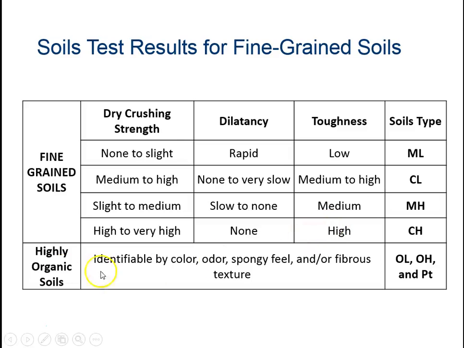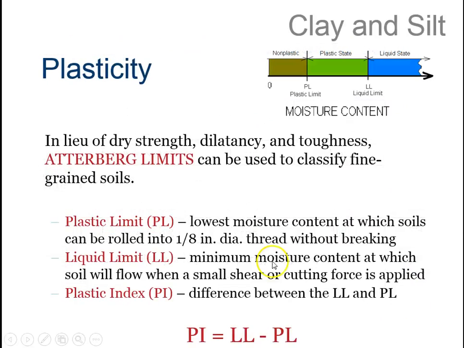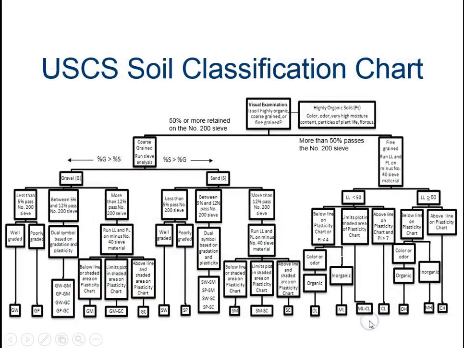When you're determining what kind of dirt you have, you would do a number of tests on it. Crushing it by hand, how easy is it to crush? Dilatancy, toughness, and then you would find the soil types. Plasticity has to do with several different things. The plastic limit, the liquid limit, and then the plastic index. We can find the plastic index by taking the liquid limit minus the plastic limit. You're going to do some calculations with this where I'm going to give you some of these values and we're going to find the other one.